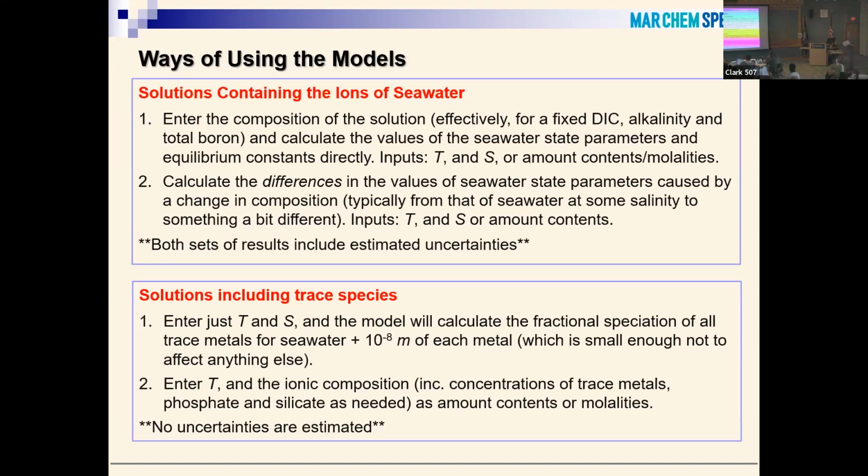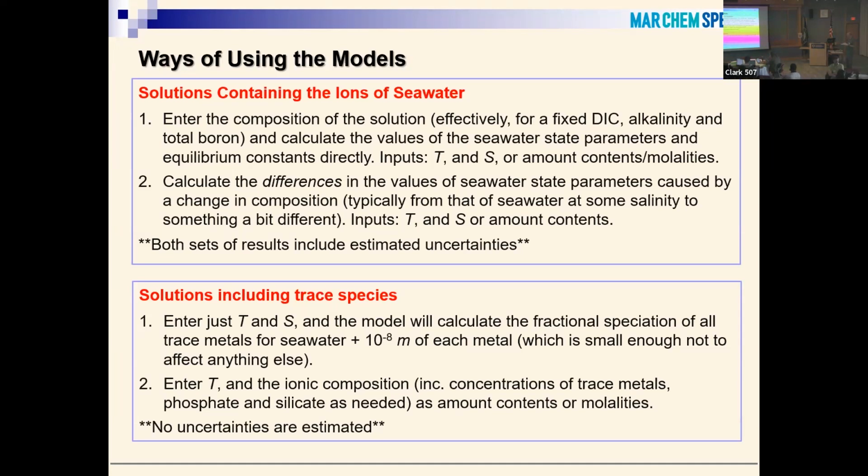Or the other use of the model is to calculate the differences, the changes in the values of the seawater state parameters caused by a change in composition, which would typically be from that of a standard seawater composition at some salinity to something a bit different, where some of the ion concentrations are changed. In that case, your inputs would be temperature and moles per kilogram of seawater, most likely. And both these sets of results, these calculations, include estimated uncertainties.